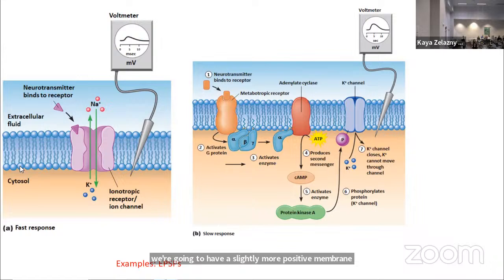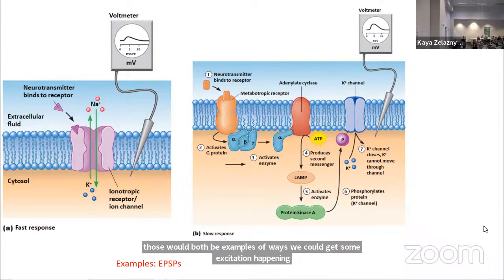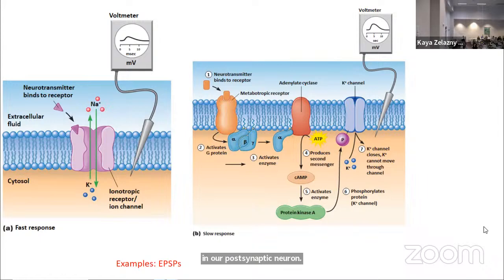So those would both be examples of ways we could get some excitation happening in our postsynaptic neuron, potentially help us get to threshold to fire off an action potential.